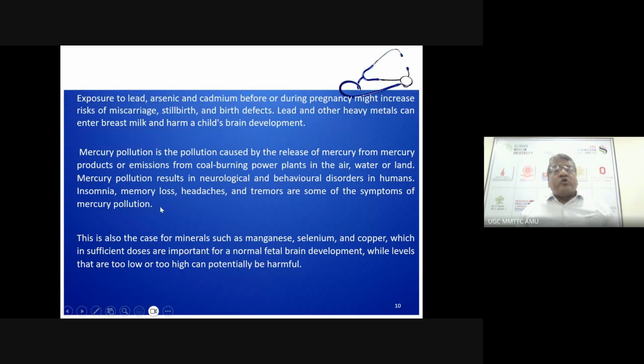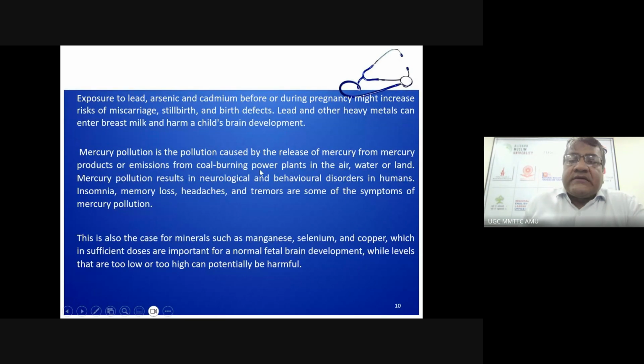Now, mercury pollution is pollution caused by the release of mercury from mercury products or emission from coal burning power plants into the air. Coal burning power plants, जहां पे coal use हो रहा है. Like nearby Aligarh, there is the Kasimpur powerhouse where coal is burned for production of electricity.